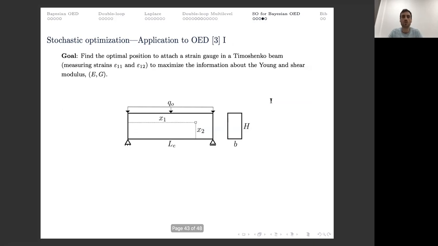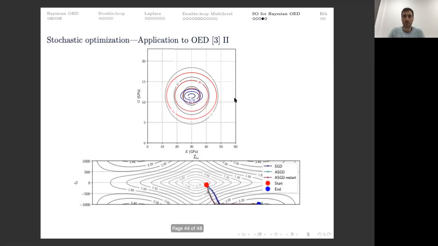And I will show you a very simple example here, where we have a beam loaded with a dead load Q0. And we have to place a strain gauge on this beam. And this strain gauge measures deformation. And we want to recover the material properties of this beam by measuring this deformation. And we do the optimization here.